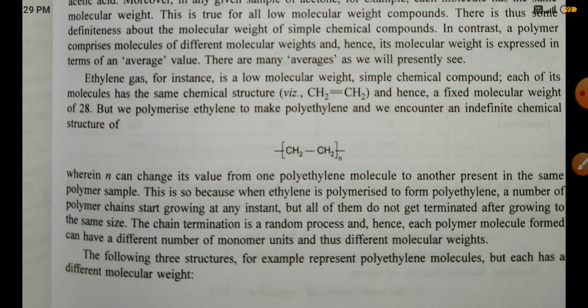This is so because when ethylene is polymerized to form polyethylene, a number of polymer chains start growing at any instant of formation. Okay, it is a random process, and hence each polymer molecule formed can have a different number of monomer units and thus a different molecular weight. The following three structures, for example, represent polyethylene molecules, but each has a different molecular weight.